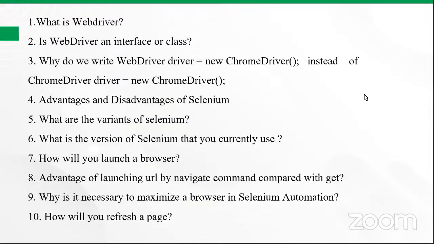So currently the version that I am using is 3.14.59. So everybody should check the version of the Selenium that you are using. You can either check in pom.xml, or if you are adding the external jar, you can check the version in the jar. Are you all clear about that? Can we move ahead?